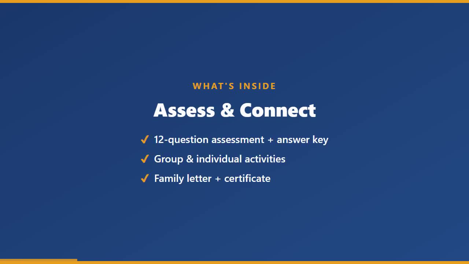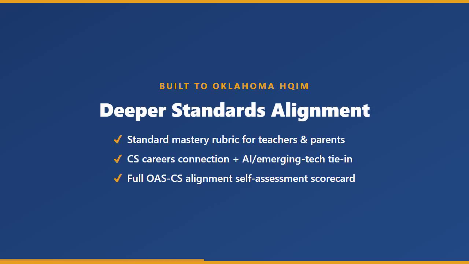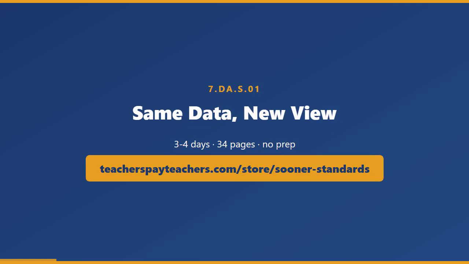comprehension checkpoints. This unit includes a standard mastery rubric for teachers and parents, a visual comparison chart of data representations, a CS Careers connection, and an AI connection, all built to the Oklahoma HQIM rubric, plus a 10-question assessment with answer key, group and individual activities, vocabulary puzzles, a family letter, and a certificate of achievement. That's 3 to 4 days of no prep HQIM aligned instruction across 34 ready-to-print pages.